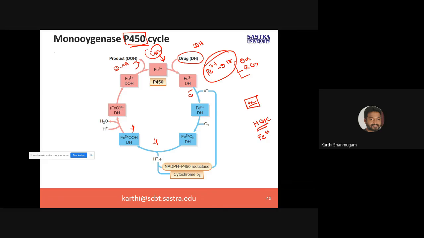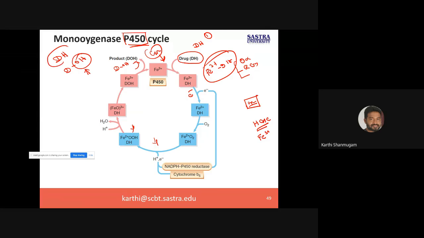So the initial form of the drug molecule is DH. This is the first step of the cycle. The last step of the cycle is the release of DOH. So definitely we can say it's a kind of hydroxylation reaction. The OH group is added to the drug molecule. The nature of this OH group is that it is polar.